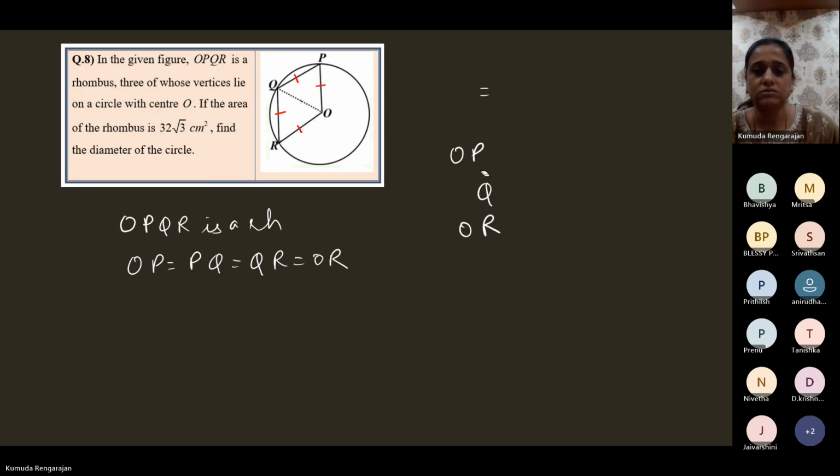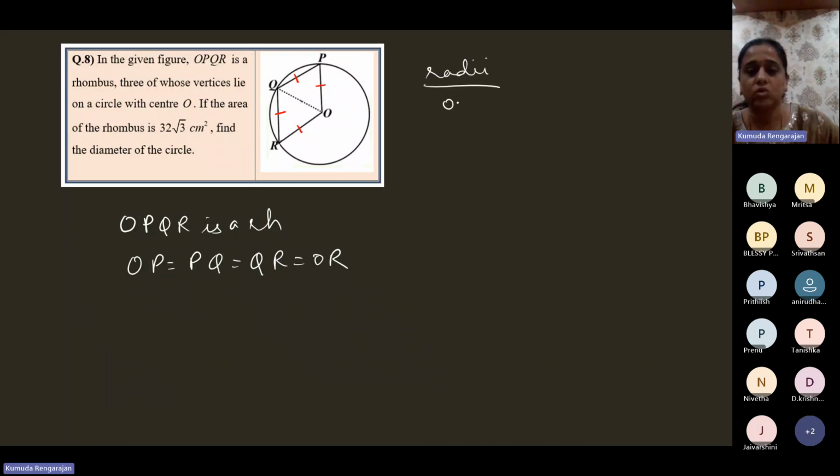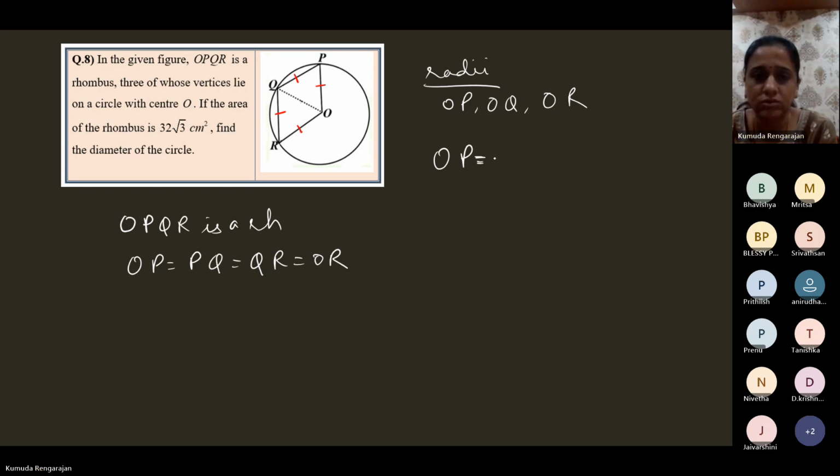Now consider this. In the rhombus, OP is equal to PQ. All the sides are equal, no? So in this rhombus, OP is equal to PQ. But OP is equal to OQ.